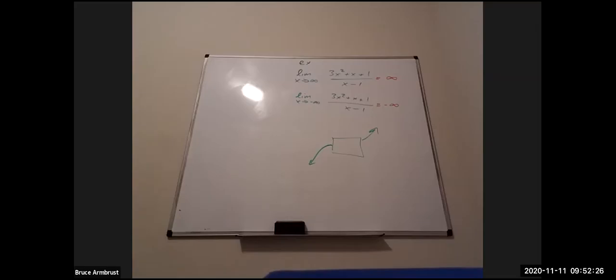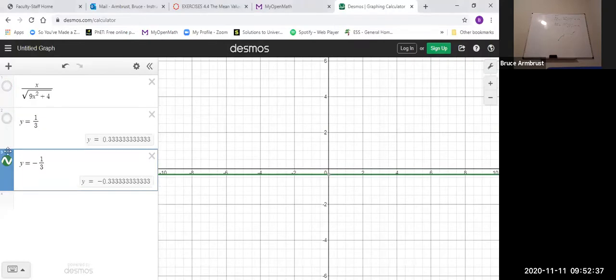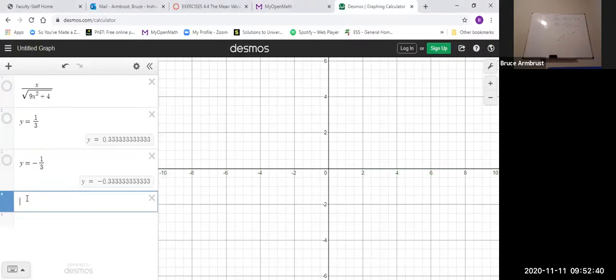All right, so let me share my screen because I want to go ahead and show you what the graph of this thing looks like. So we're going to go back to Desmos. I'm going to turn off all the other stuff that we've drawn so far. But let's go ahead and put this function in. So we've got 3x squared plus x plus 1 divided by x minus 1.